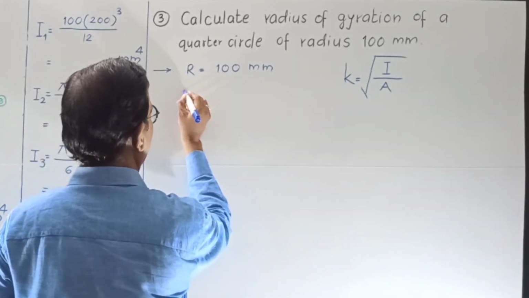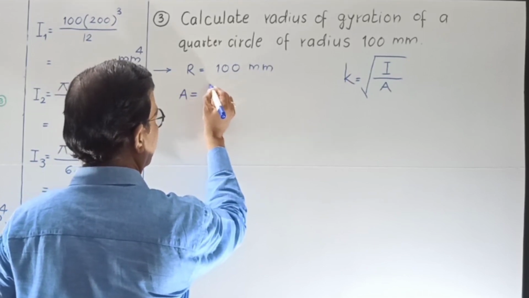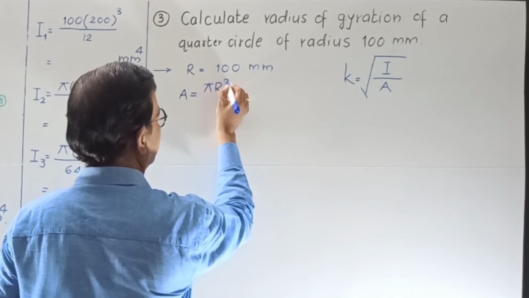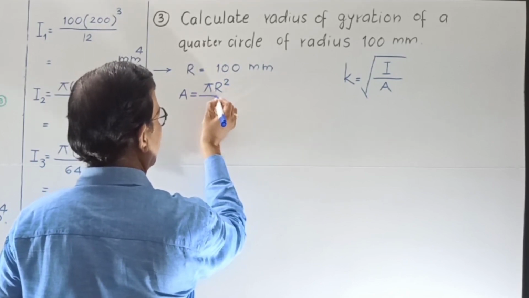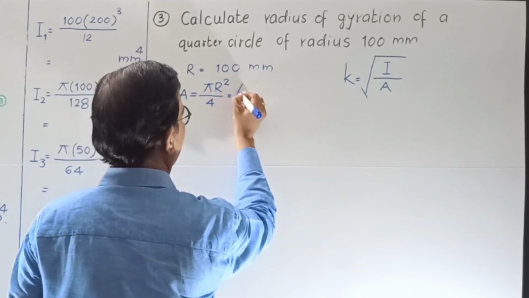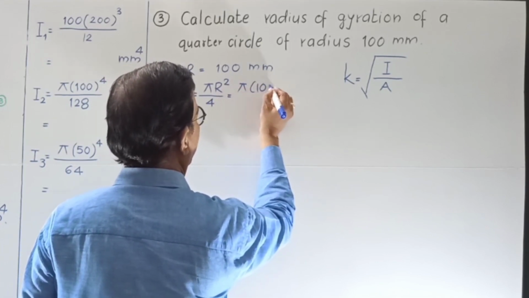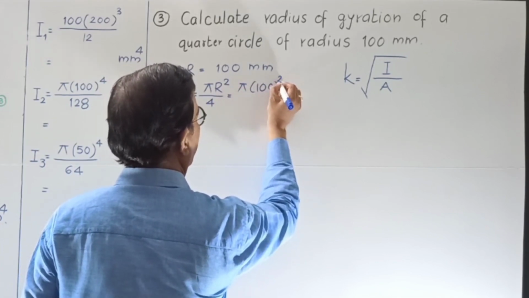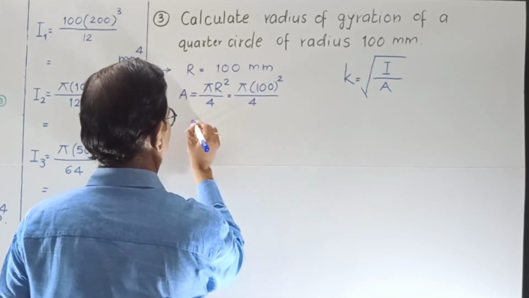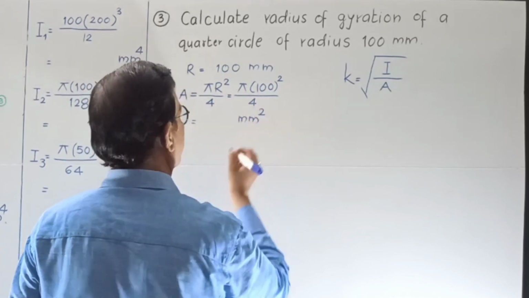Let us first find out the area. What will be the area of a quarter circle? Pi r square is the area of the complete circle, divided by 4 because it is divided into 4 parts. So you calculate it with the help of a calculator. Pi into r square divided by 4. This will be in mm square.